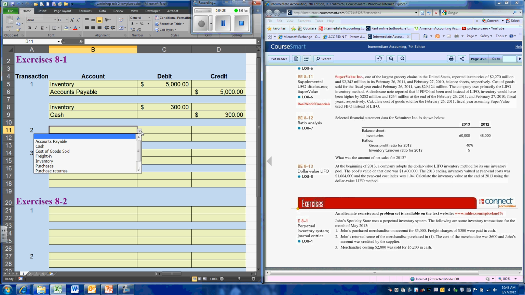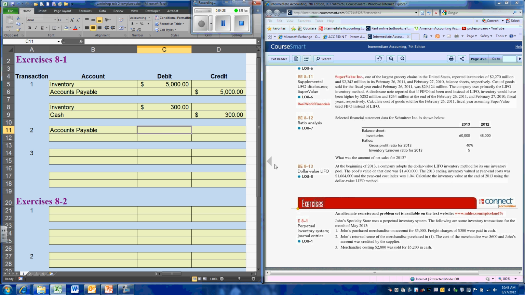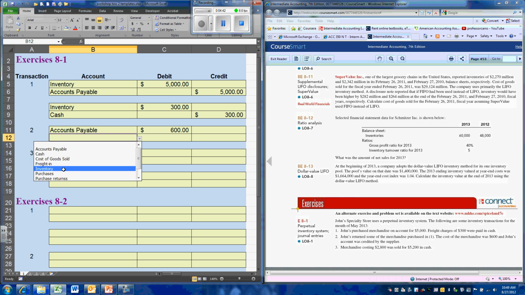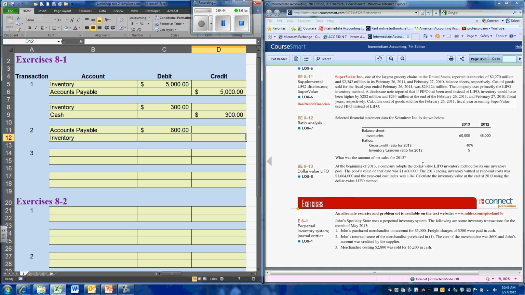So we're going to reduce accounts payable by the $600. Since we're using the perpetual inventory system and our purchases of merchandise increased inventory, the return of the merchandise will decrease inventory by $600.